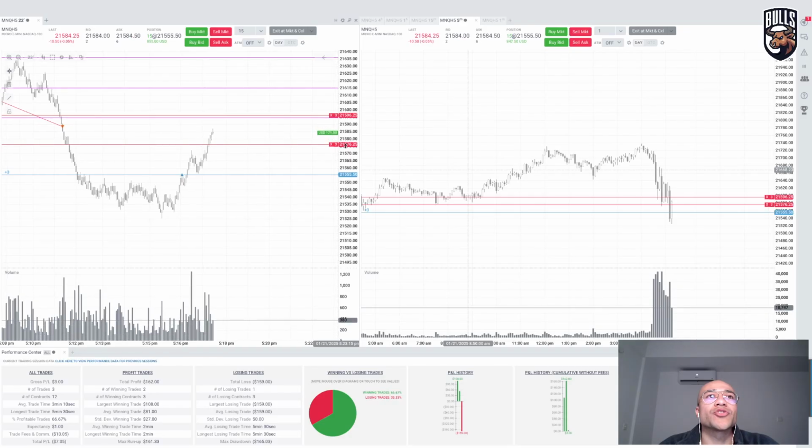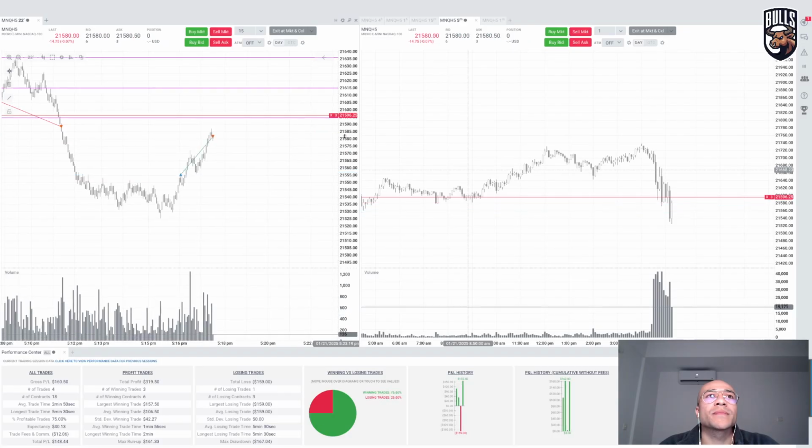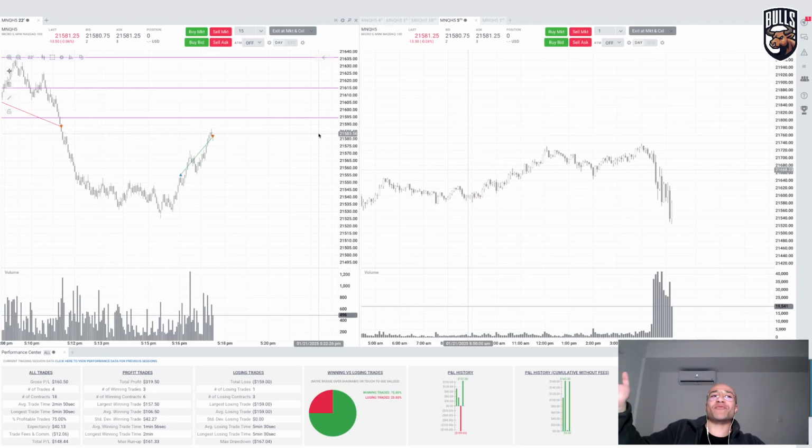I'll trail my stop. But that is what I usually do manually. Now I got stopped out. And good. Now we're back to 160 on a day, right? So that is also it for the session.